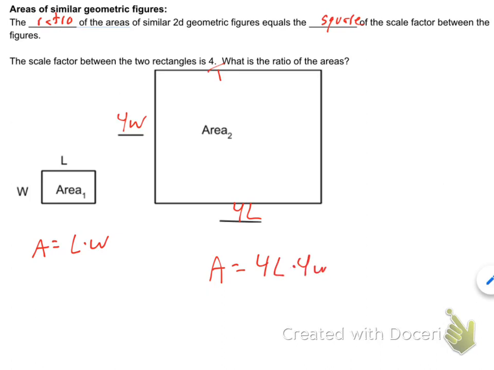Wait a minute. Could I simplify that? What happens if I simplify that? What is 4 times 4? Isn't that 16LW? Can you guys see it?